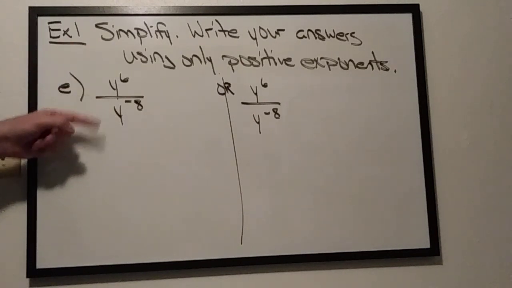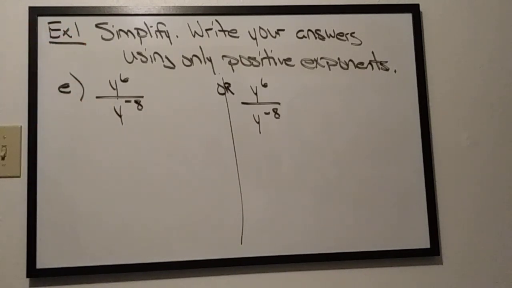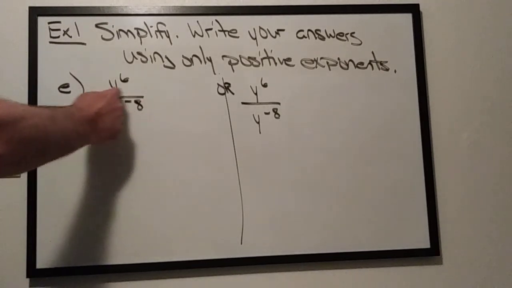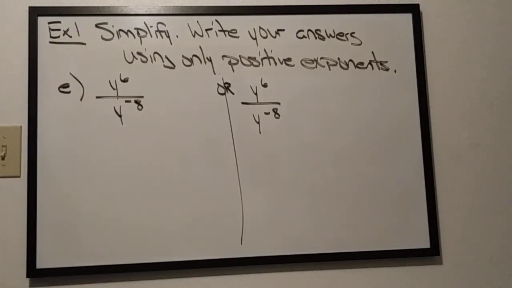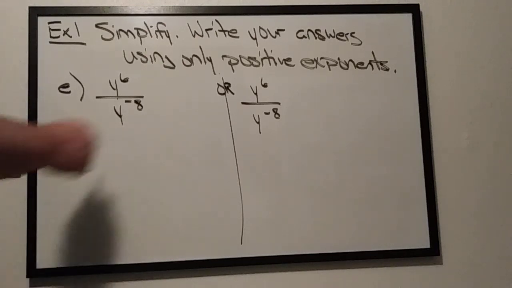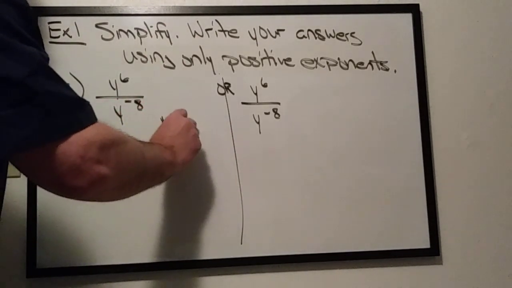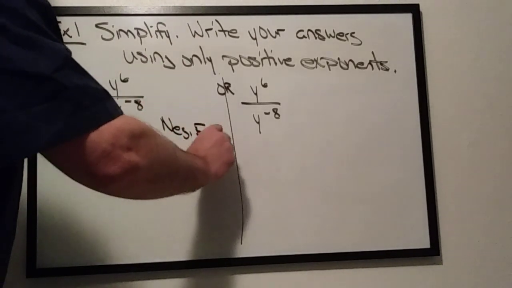So when I look at this problem, y to the 6th divided by y to the negative 8th, this time I do focus in on what y to the negative 8th is. Because if I focus in on that piece, I can actually change this division problem into a multiplication problem. And multiplication problems in general are a little bit easier. So the very first thing I do on this problem is think about the negative exponent.